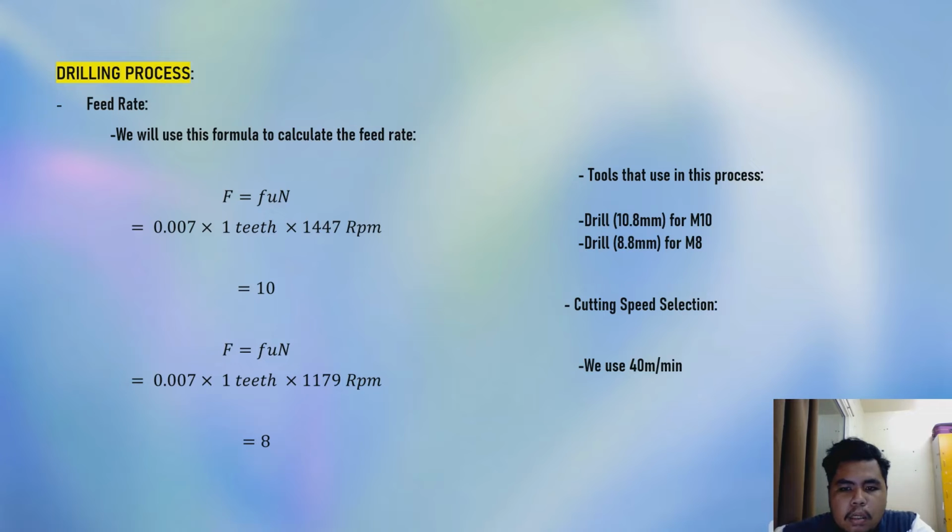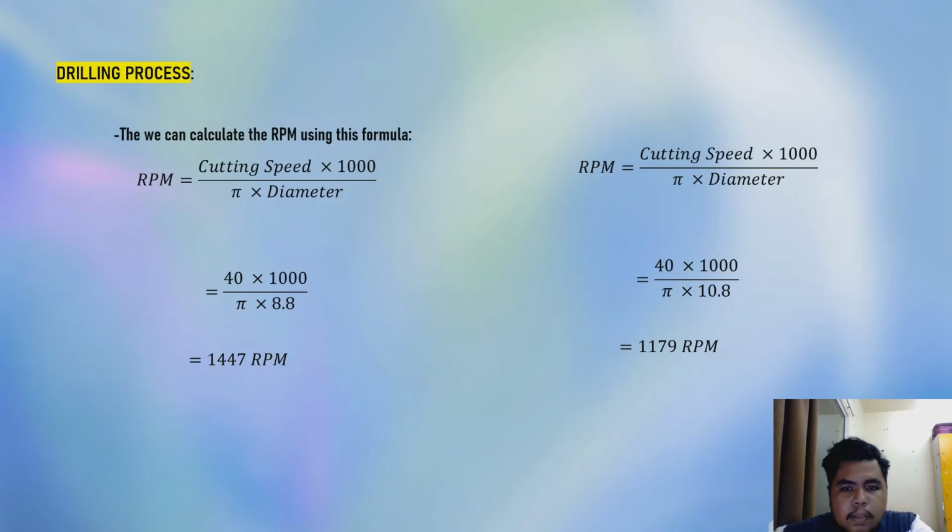So the cutting speed for both is the same, which is 40 meters per minute, and we need to find the feed rate and also the RPM for each drill through, so we can get a different result of RPM and also feed rate.